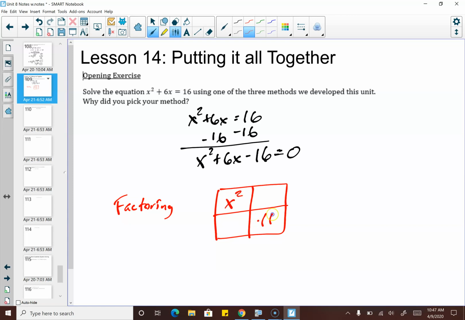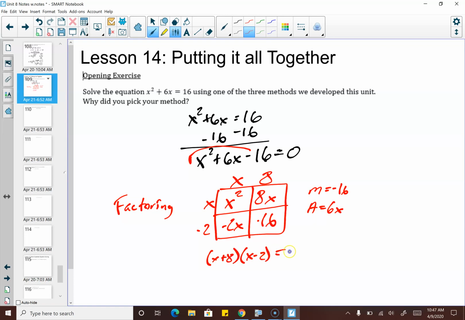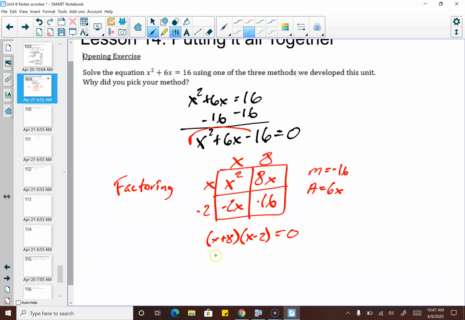So x squared, top left, negative 16, bottom right. Remember, we multiply the number out in front, the 1 by the negative 16. So it multiplies to negative 16, adds to 6. And what does that? Well, we get 8x and negative 2x. So if we GCF this top row, we get an x. X times x is x squared. X times 8 is 8x. X times negative 2 is negative 2x. And 8 times negative 2 is negative 16. So our parentheses are x plus 8, x minus 2 equals 0. So there's the factoring part.